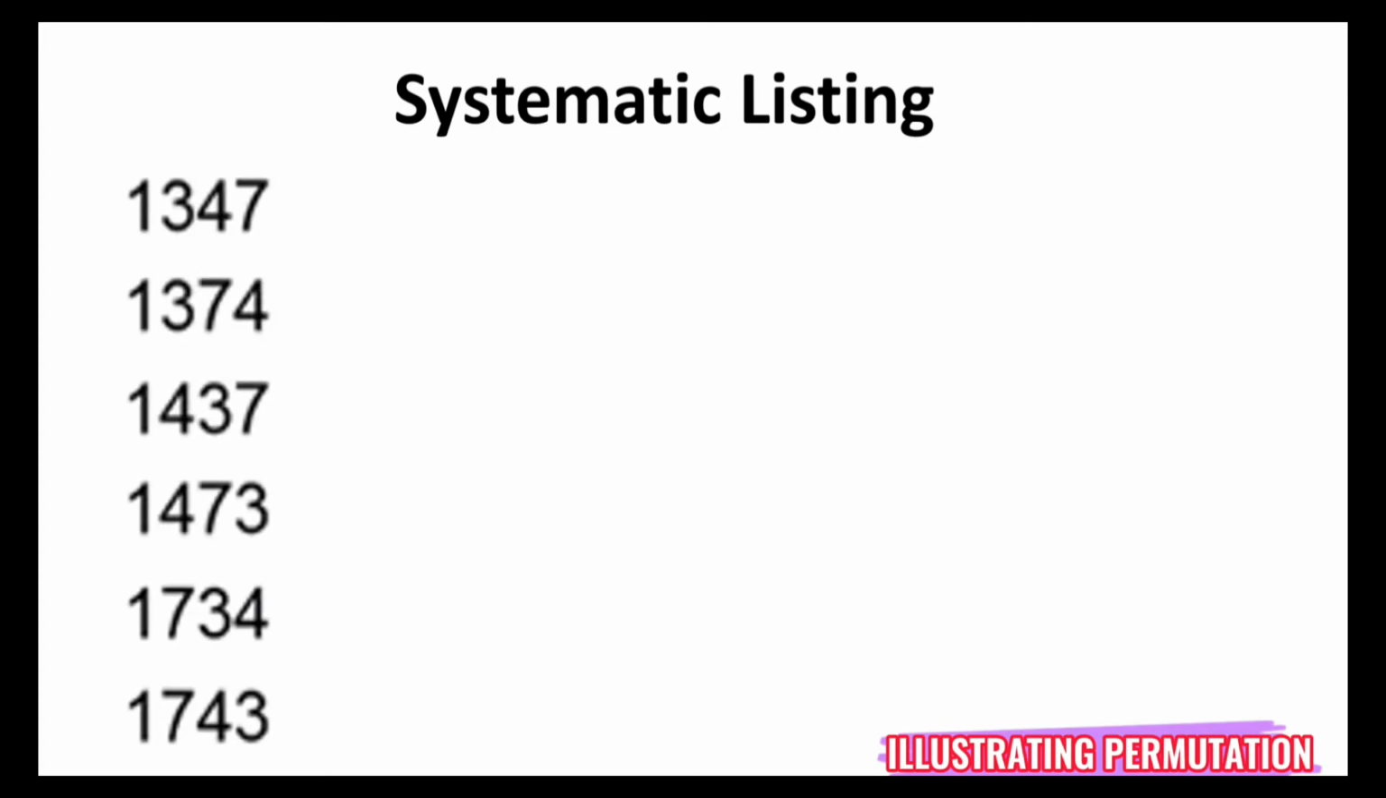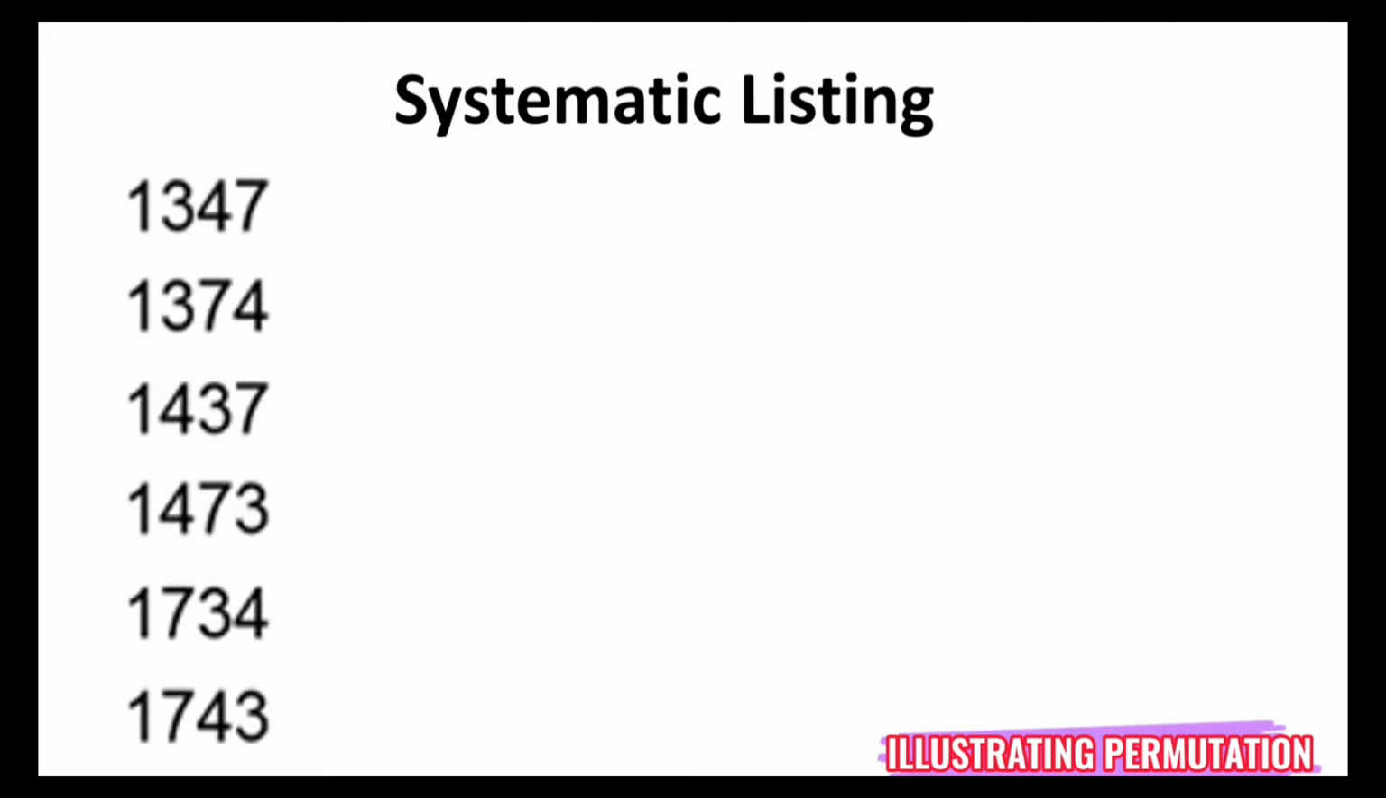Let's say 1, 3, 4, 7, interchange 4 and 7, then we have 1, 3, 7, 4. We have 1, 4, 3, 7, interchange 3 and 7, then we have 1, 4, 7, 3. We have 1, 7, 3, 4, interchange again 3 and 4, then we have 1, 7, 4, 3.